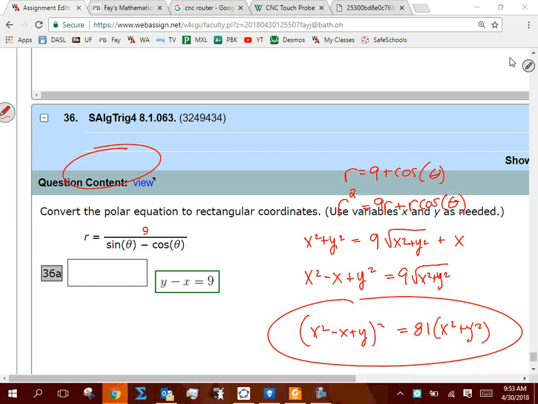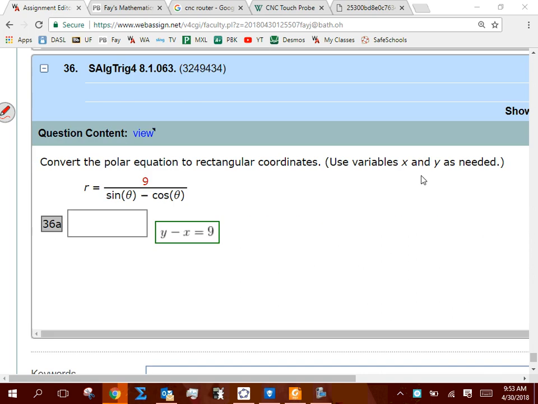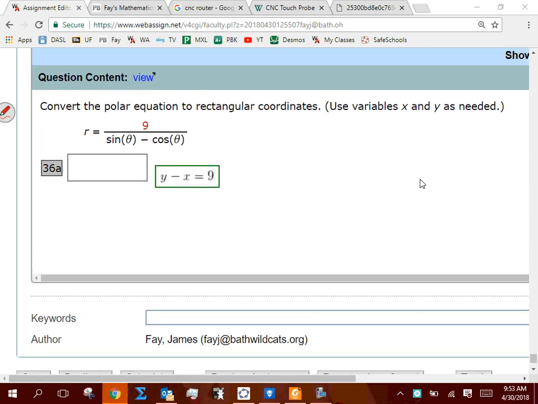One last one looks like this. And you could probably start multiplying both sides by r and all that kind of stuff. But just like anything else, if we got fractions, then it's really nice to get rid of fractions as soon as possible. So can I multiply both sides by the denominator here? And look what happens when I do that. When I distribute that r, it gives me r sine theta minus r cosine theta equals 9, right?